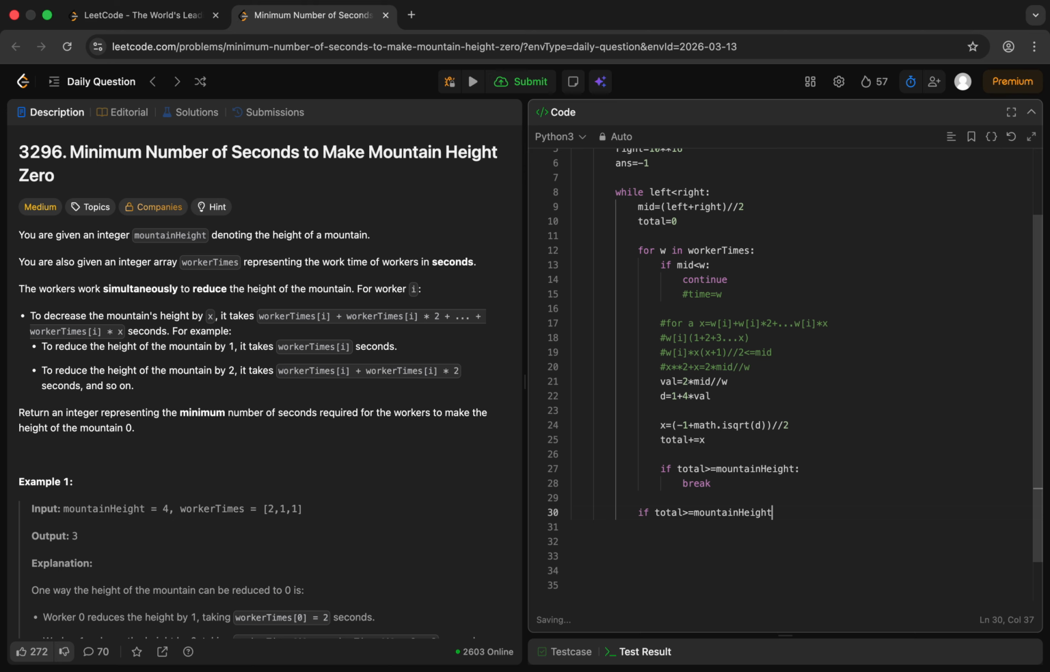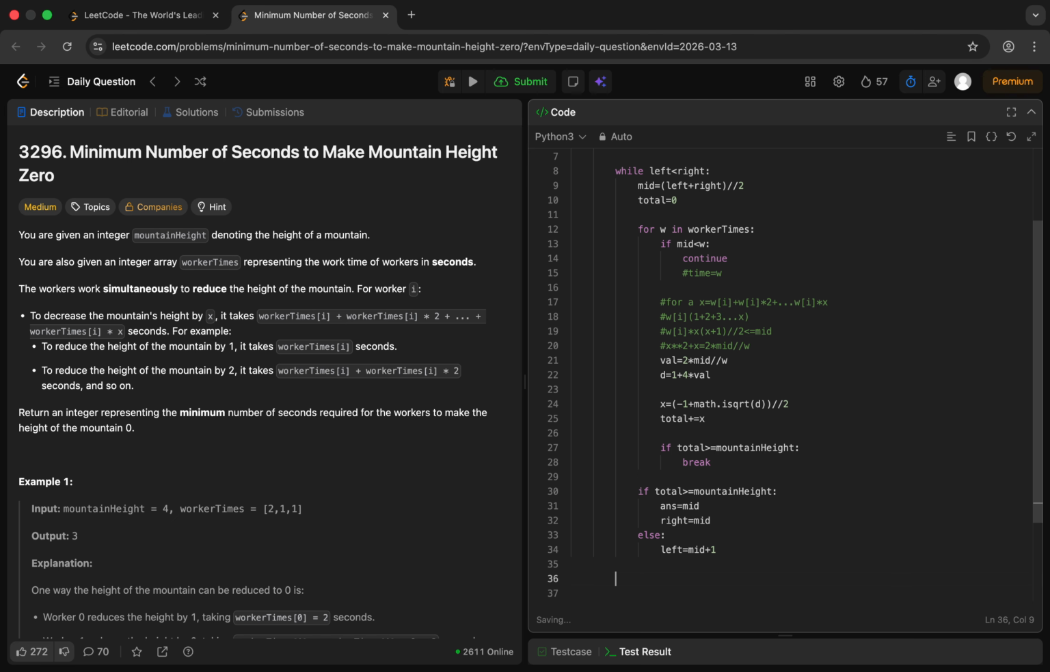That means these workers can reduce this height to 0. So if total is greater than or equal to the height, you can say the answer is equal to mid, which is the time taken, and set right as mid. Now we will check the left for a smaller time. Else we will simply set left equal to mid plus 1, and at last simply return answer.